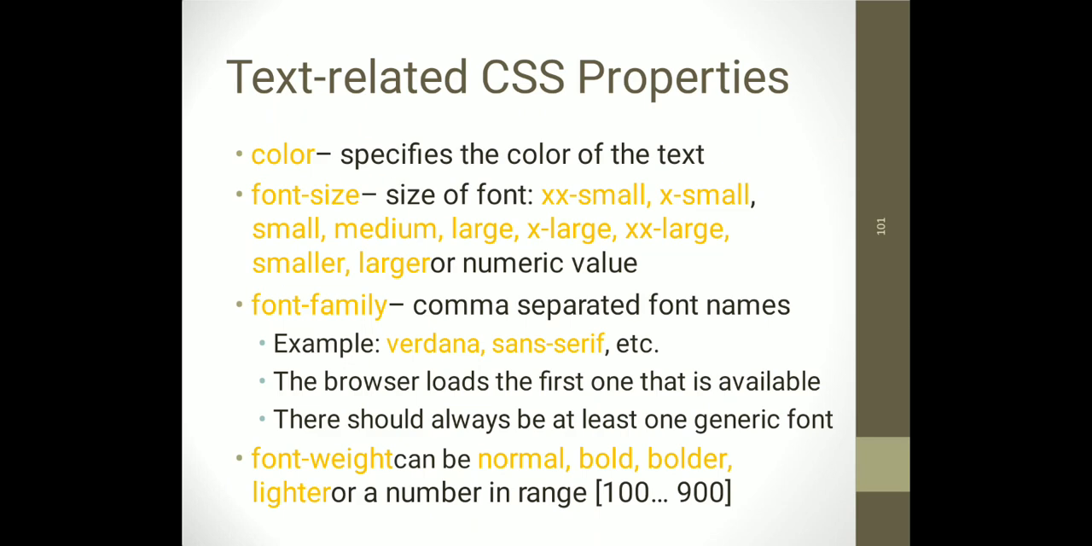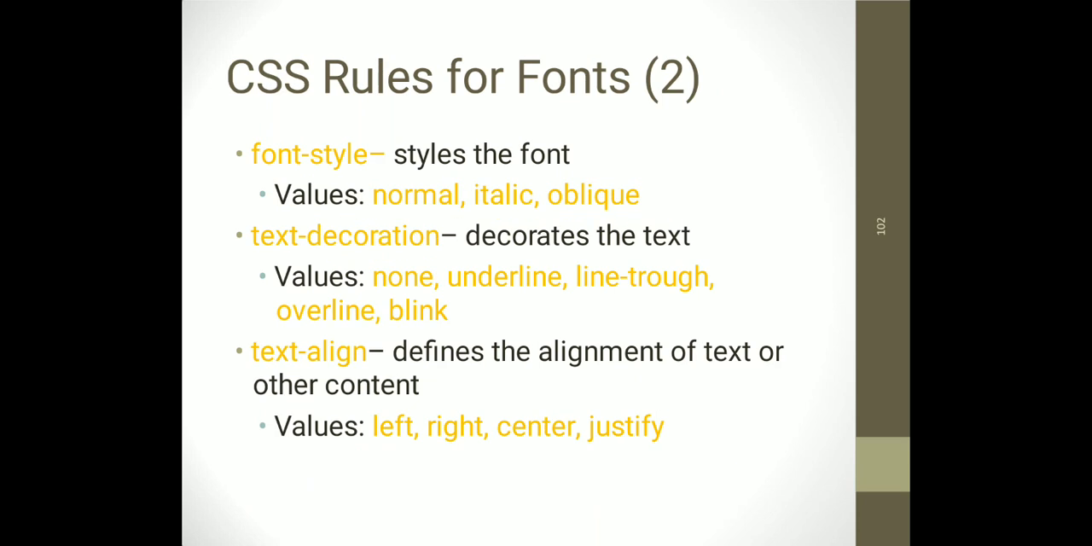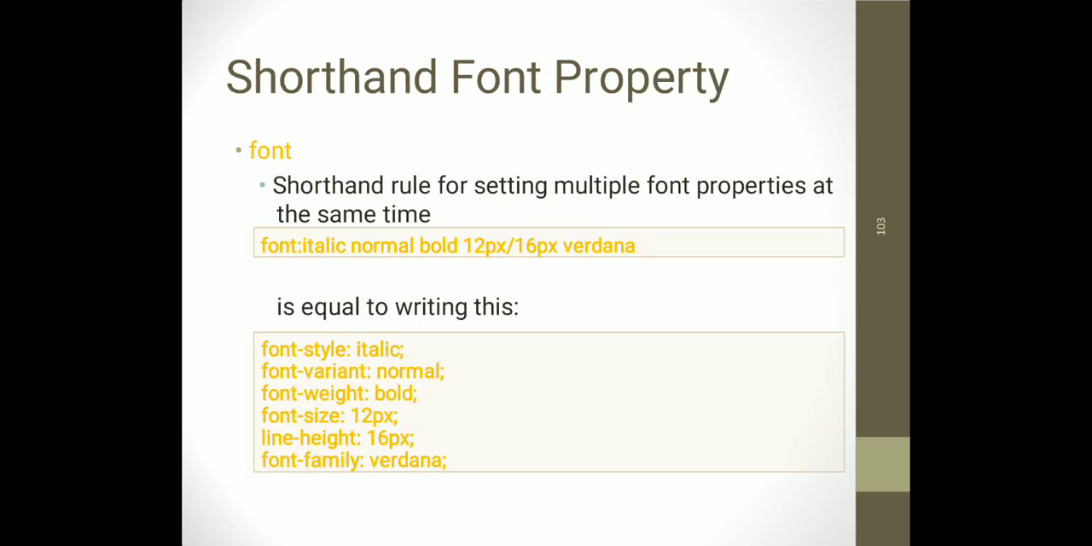Then the text related CSS properties also we have seen. In that the text will have color, font size, then font family, font weight. Okay, so all these things we have seen related to CSS. Then font style, it will style the font. Values will be used as normal, italic or oblique. The text decoration is used. So all those CSS rules we have seen.